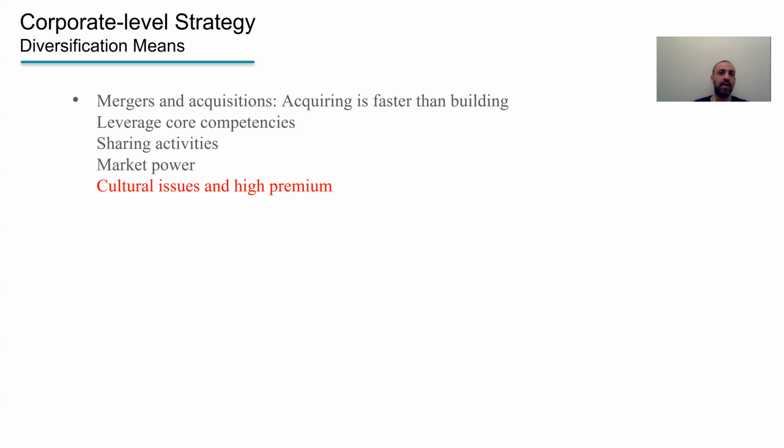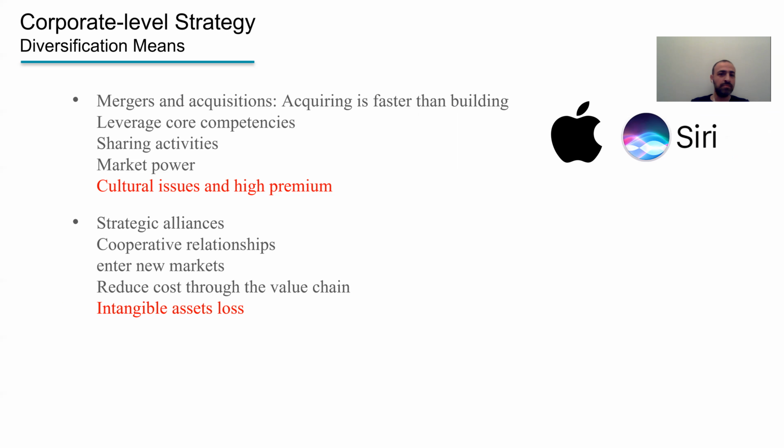Strategic alliances. So you have cooperative relationships, you enter new markets, you reduce your cost through the value chain, but you can lose your intangible assets mostly. An example is Zara and Tata. They had an extremely successful strategic alliance, but after a while, Tata started to have its own apparel production, and now it's a competitor of Zara in India.